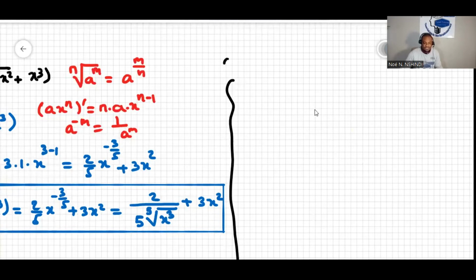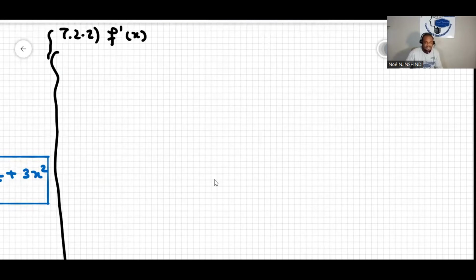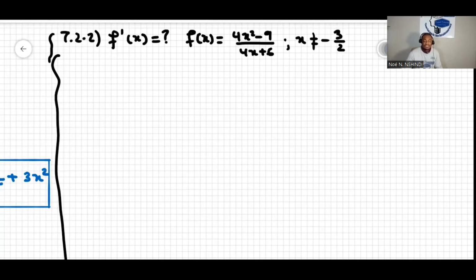I want to write my question here, 7.2.2. We are looking for f prime of x, okay? And f of x itself is given by 4x squared minus 9 over 4x plus 6, okay? And then we have another condition here. The restriction is that x cannot be negative 3 over 2. Now, who can solve this? How can we do that?